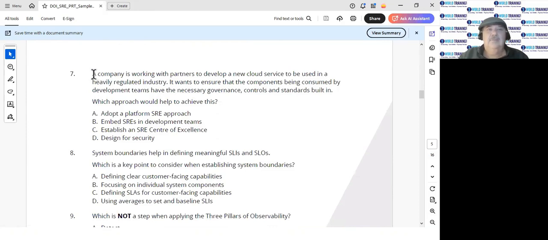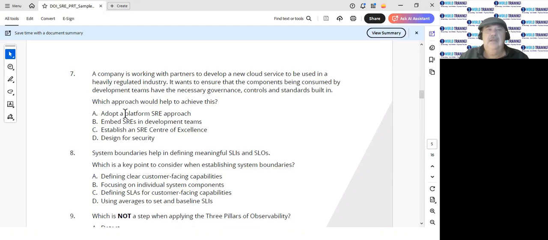Okay, a company is working with partners to develop a new cloud service to be used in a heavily regulated industry. It wants to ensure that the components being consumed by the development teams have the necessary governance, controls, and standards built in. So the company wants to make sure that the components consumed by development teams include the necessary governance, controls, and standards built in. Which would help achieve this?